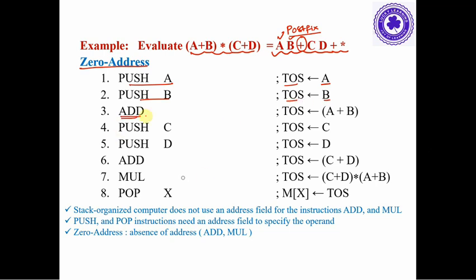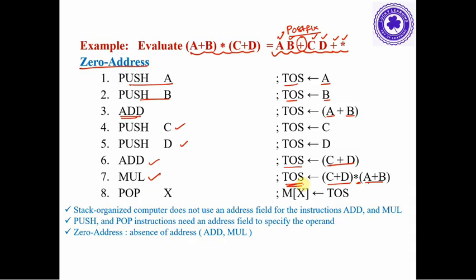Whenever you say add, the top two elements of the stack are going to be replaced with A plus B. Next, push C, push D, then add. So the top two elements are C and D, which are added and stored on the top of the stack. Then perform a multiplication. That multiplication requires the top two elements to be popped: one is the result of A plus B, another is the result of C plus D. Between them, we have multiplication. The result is stored on the top of the stack.